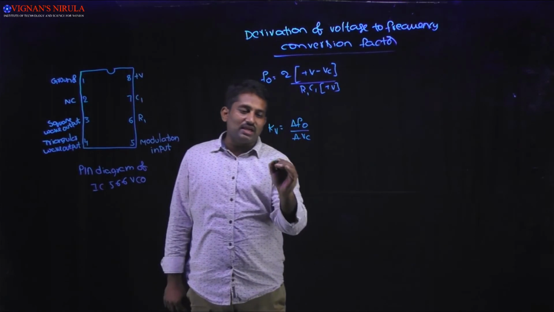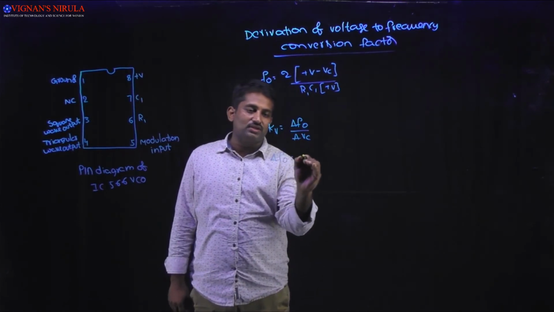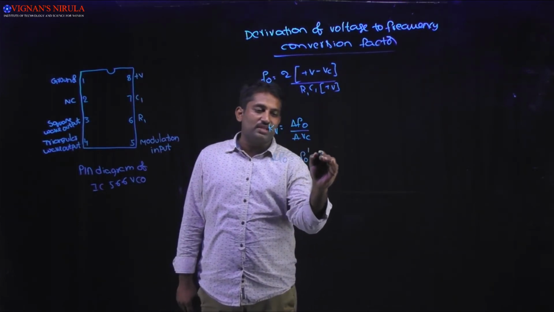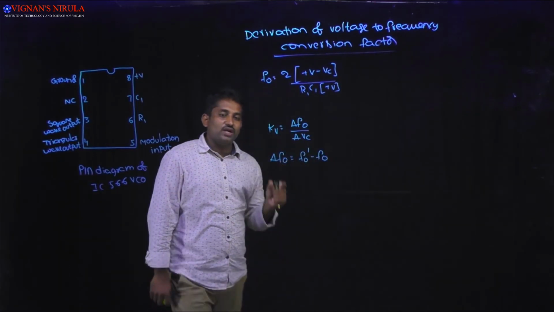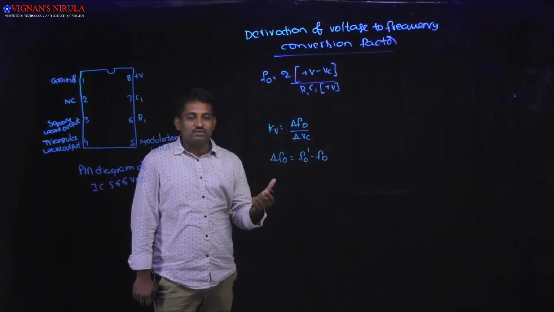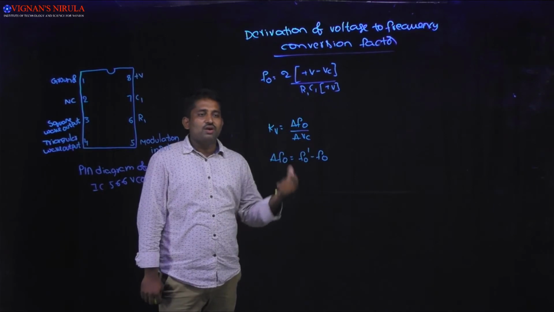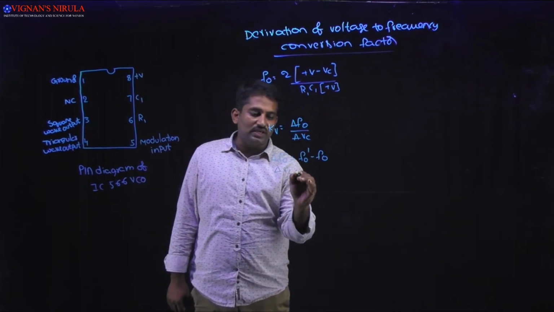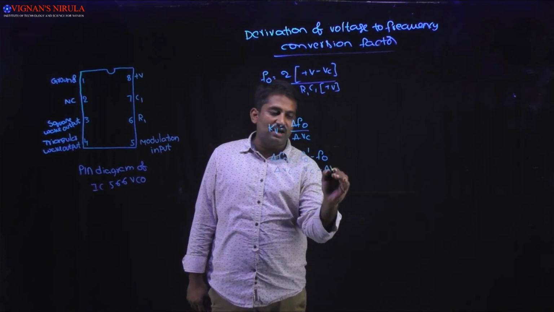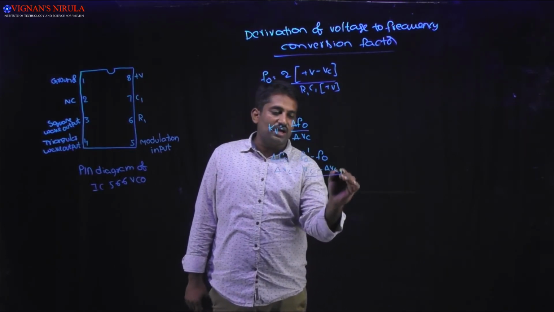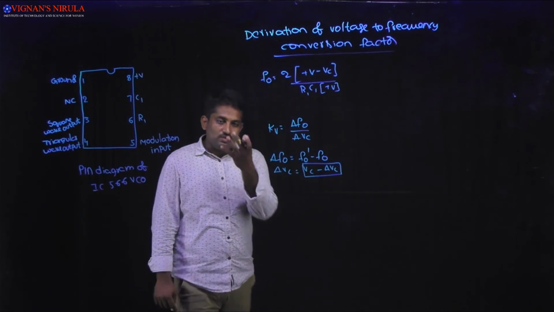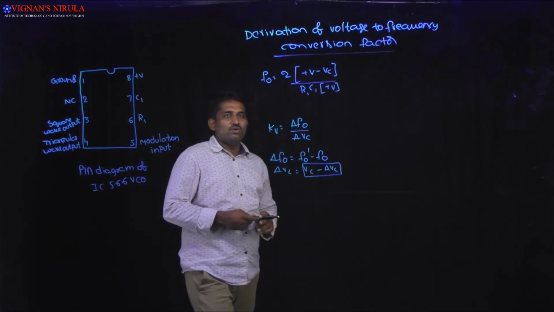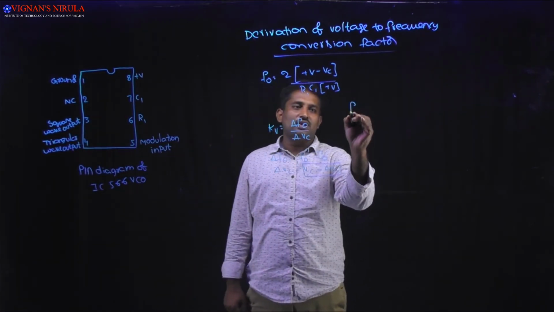So delta F0 will be taken as F0 dash minus F0, where F0 dash is the new frequency and F0 is the original frequency, and delta Vc will be taken as Vc minus delta Vc, which is nothing but the change in the input voltage.